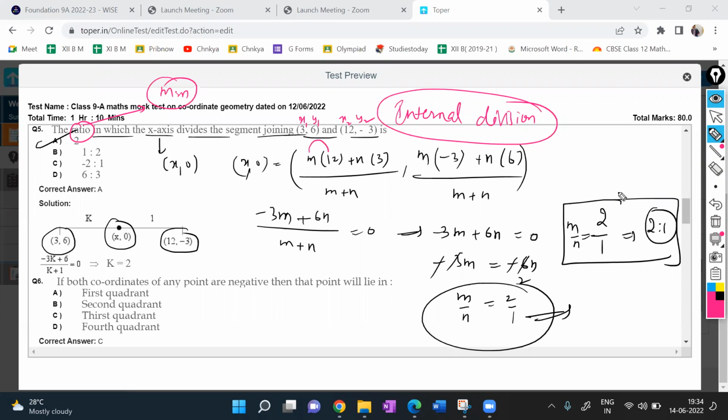So let me clear. Now you got the clarity. Lalit. So I still didn't understand how you got minus 3m plus 6 by m plus n.